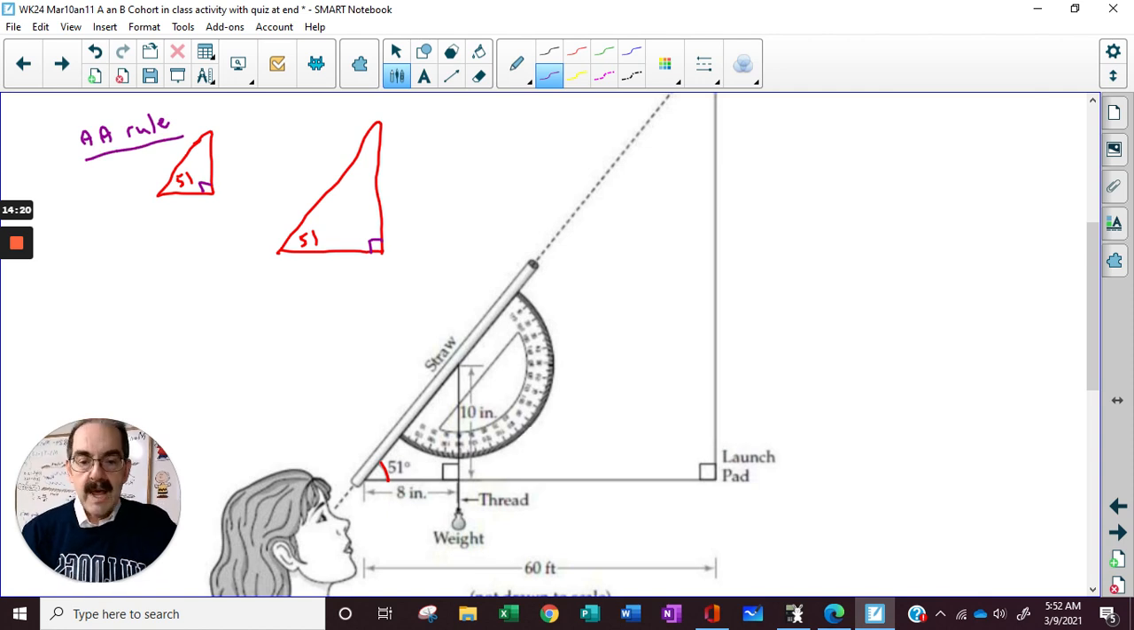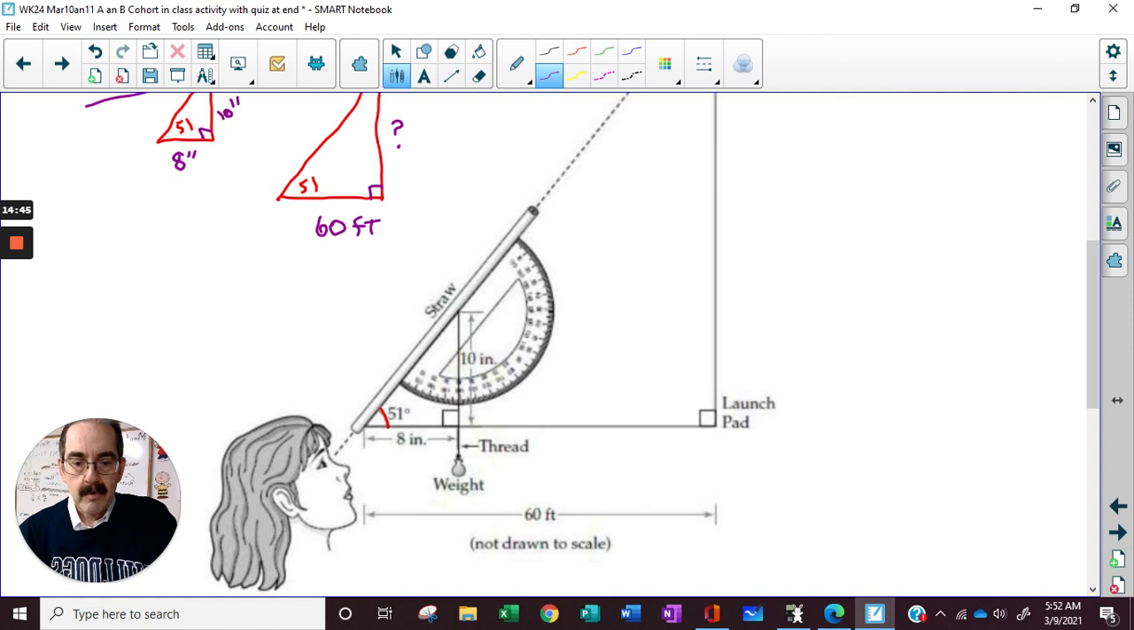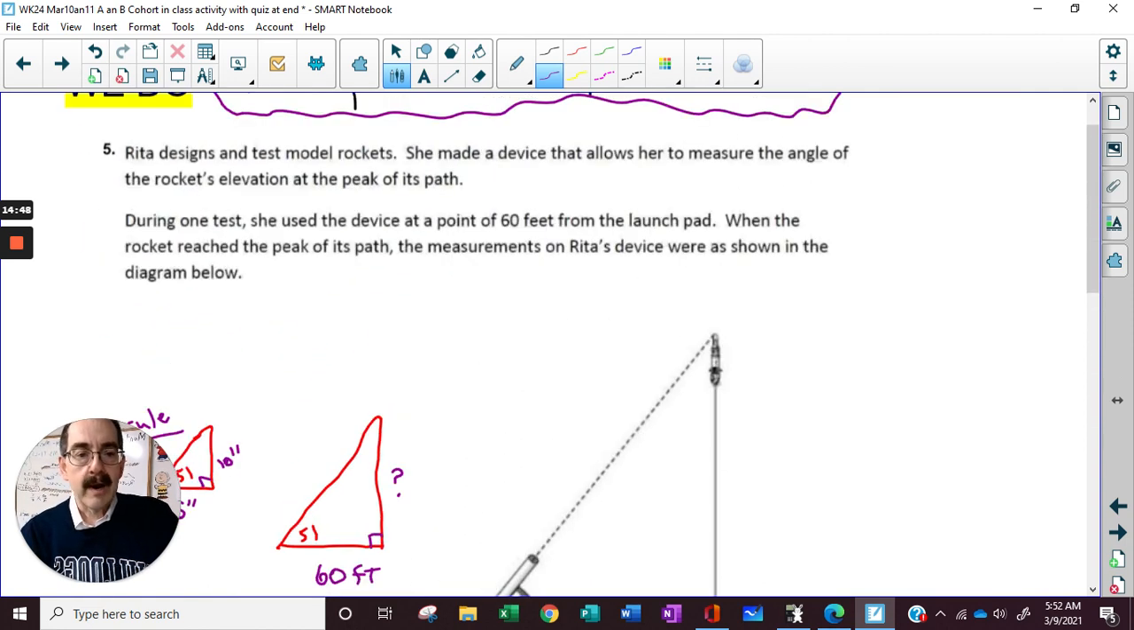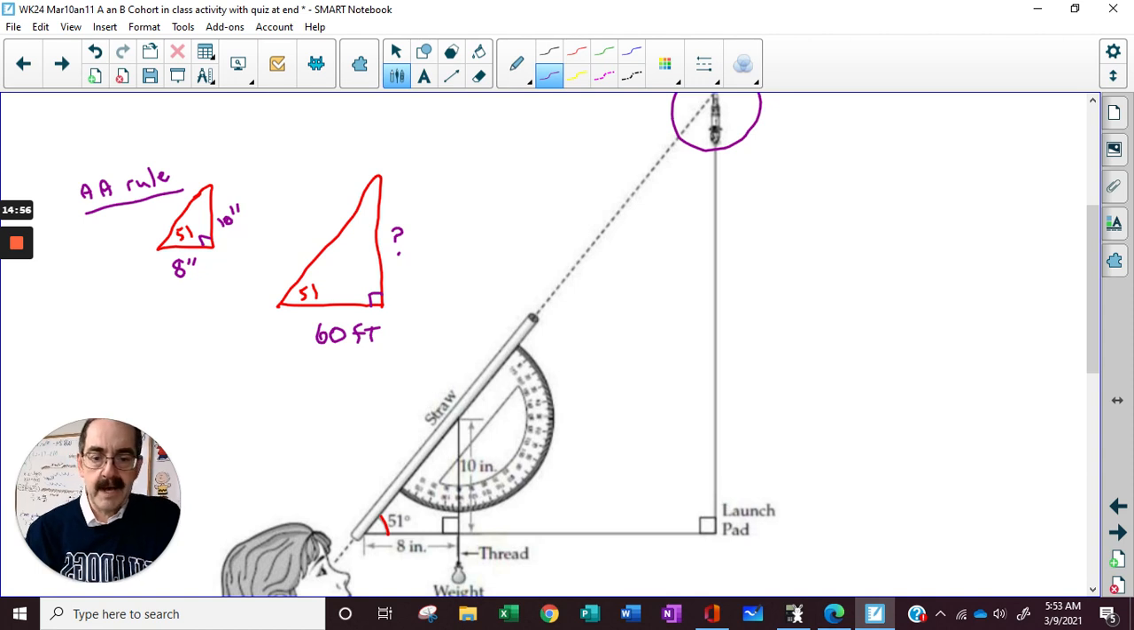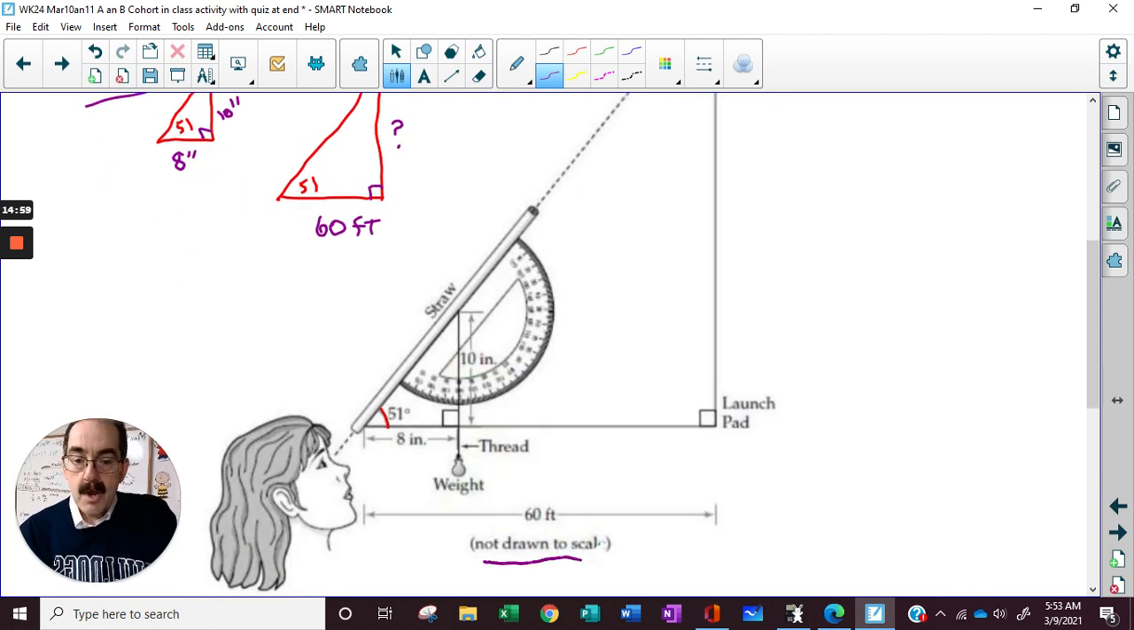Cool. So now, what do we have? We got 8 inches and 10 inches. 8 inch, 60 feet, 10 inches to something. Now, pause the video and get the answer. That's what we're here to do, right? We're here to figure out how high up in the air. So that's a rocket, right? How far up in the air did the rocket get? Here's our launch pad.